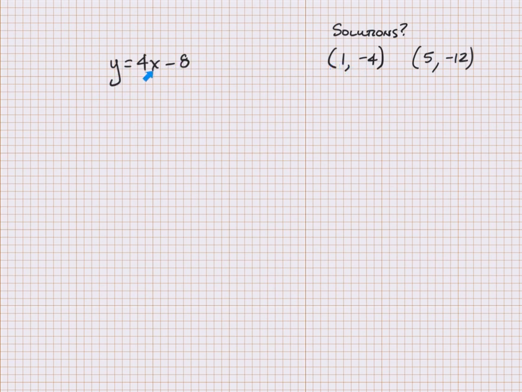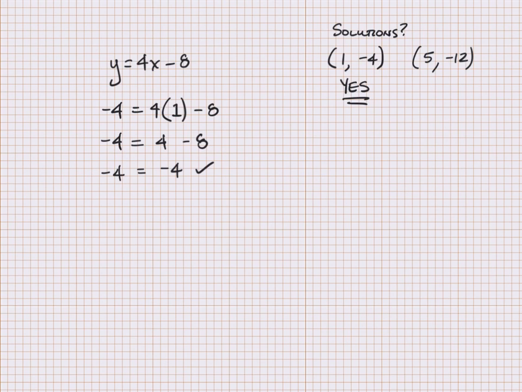So 1 would be X, -4 would be Y, and then we check to see if it makes a true statement. If it does make a true statement, then it is a solution. If it's not a true statement after plugging it in, then it's not a solution. So -4 is what we plug in for Y, and then 4 times 1 minus 8. Does this create a true statement? So we've got 4 minus 8. 4 minus 8 is -4, and that equals -4. So yes, this is a solution.